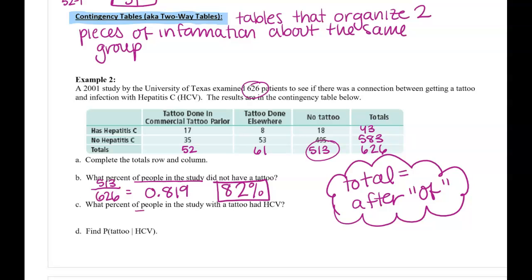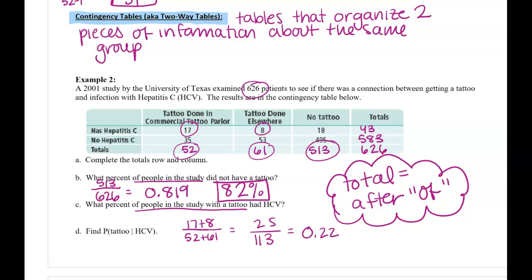What percent of people in the study with a tattoo had HCV? So now our denominator is people in the study that had a tattoo. So that was 52 plus 61. That's our denominator. And out of those people, which ones had HCV or hepatitis C? And that was 17 plus 8. So we have 25 out of 113, which is 0.221, or about 22%.